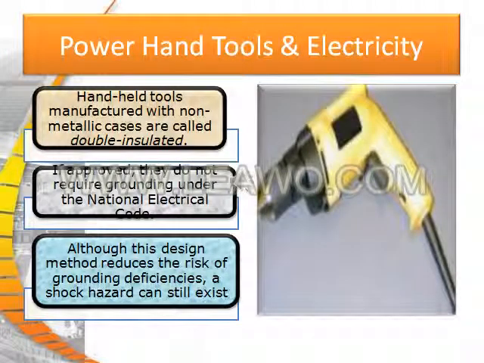Handheld tools manufactured with non-metallic cases are called double insulated. If approved, they do not require grounding under the National Electrical Code. Although this design method reduces the risk of grounding deficiencies, a shock hazard can still exist.